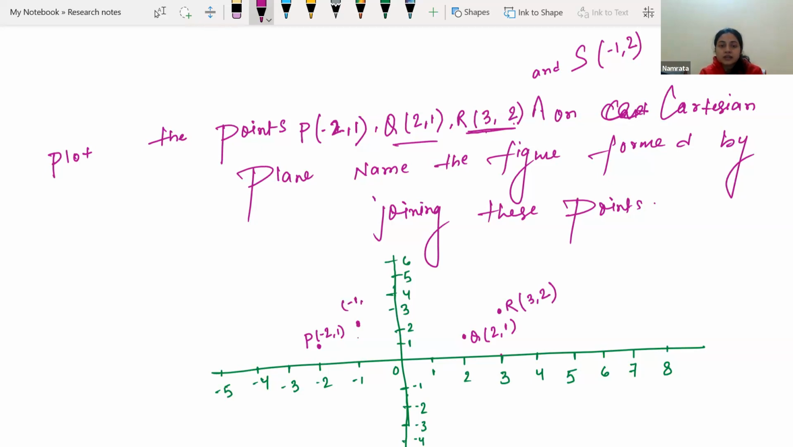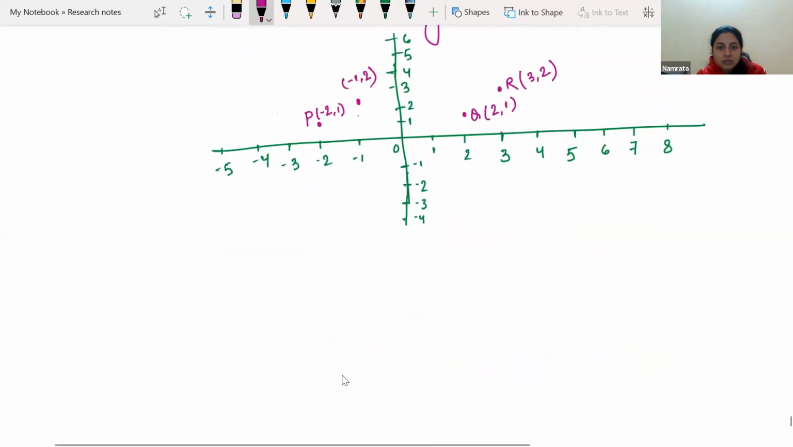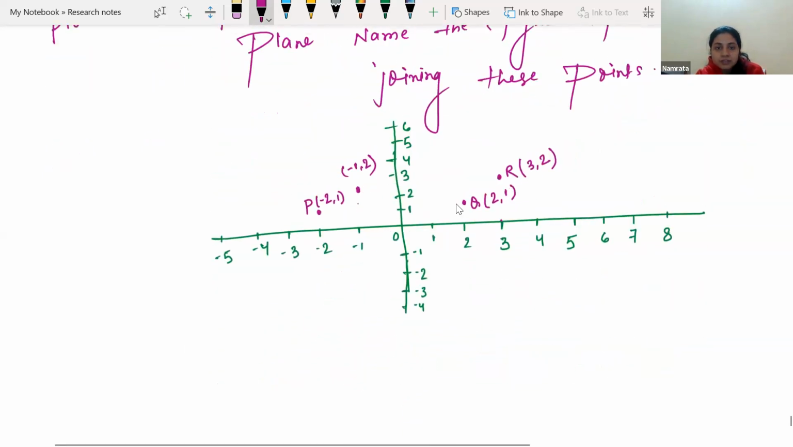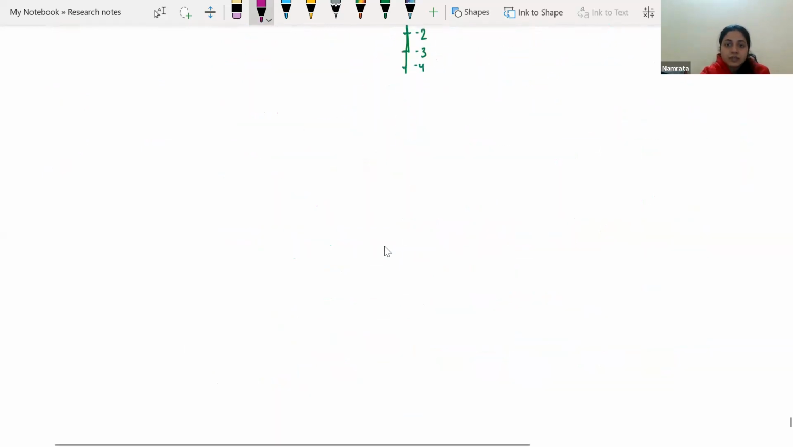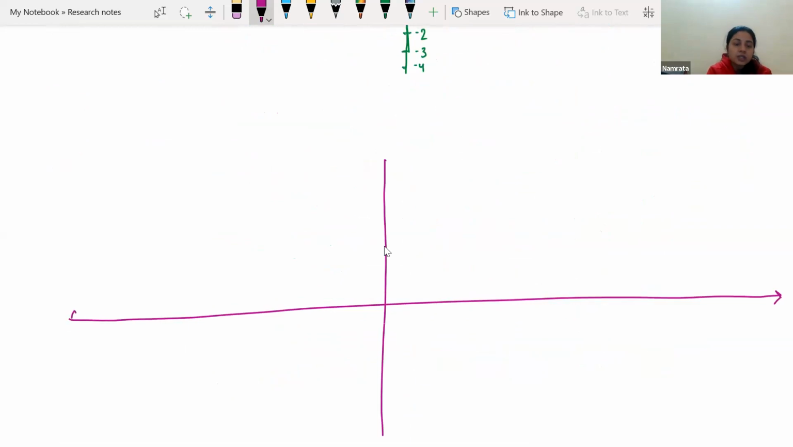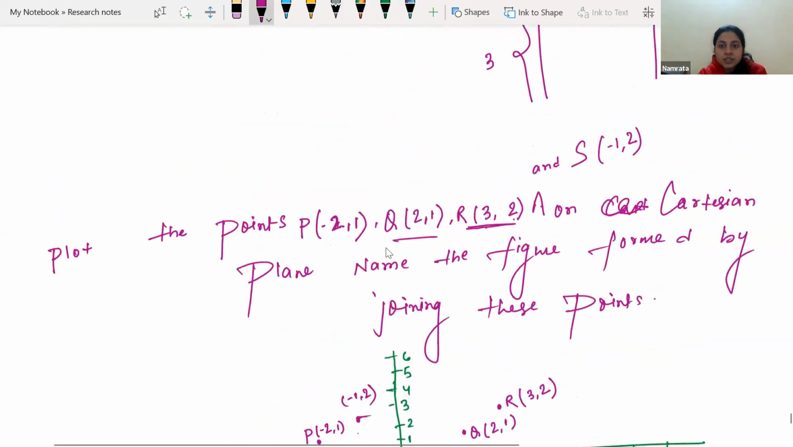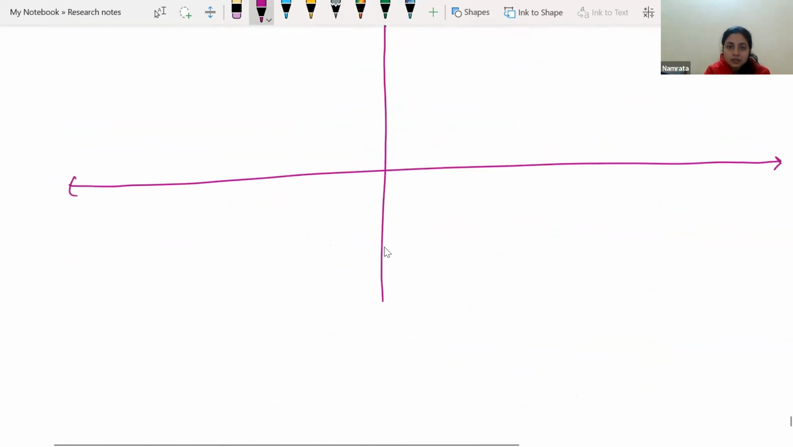You can check that our figure is not perfect because we have not taken this distance properly. Let me draw it again so that it will make sense to you also, otherwise you will also end up getting confused. So we are having 1, 2, 3, this much only. Carefully I am trying to take almost the same measurement.